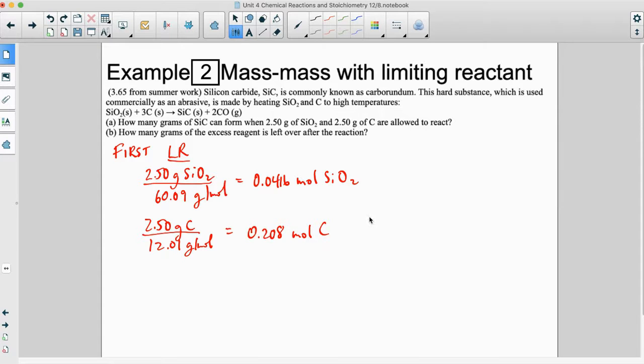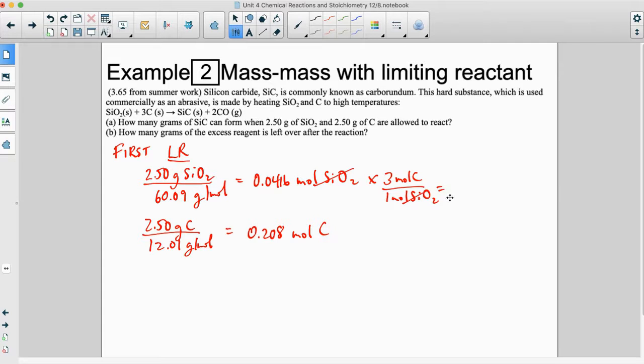Okay, so what I want to do is figure out which of these is the limiting reactant. So if I take my moles of SiO2 and I figure out how much carbon I can react with that, I use my ratio here, and I can see that I need 3 moles of carbon for every 1 mole of SiO2.